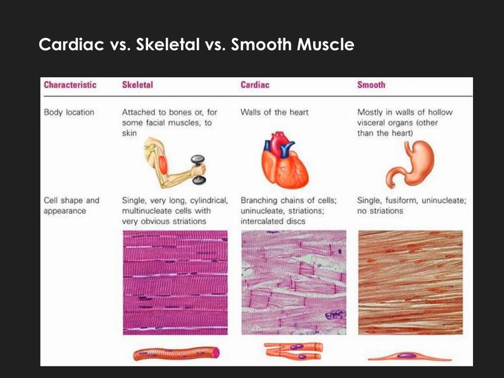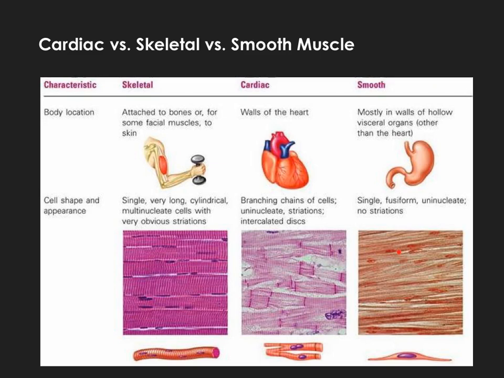Cardiac muscle, unlike skeletal muscle, is uninucleate, okay? Cardiac muscle and skeletal muscle both have striations, so that's really not a distinguishing characteristic between them. Distinguishing characteristics are the fact that skeletal muscle is multinucleated, while cardiac muscle is uninucleated, and there are intercalated discs that are found in cardiac muscle that are not found in skeletal muscle.